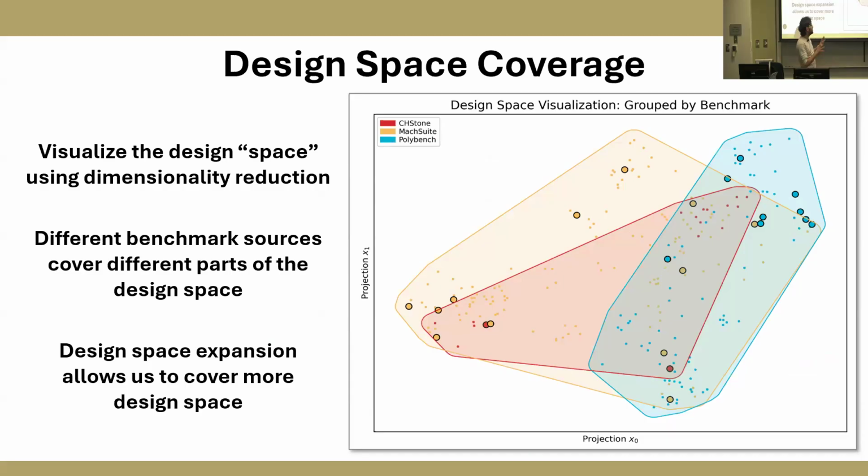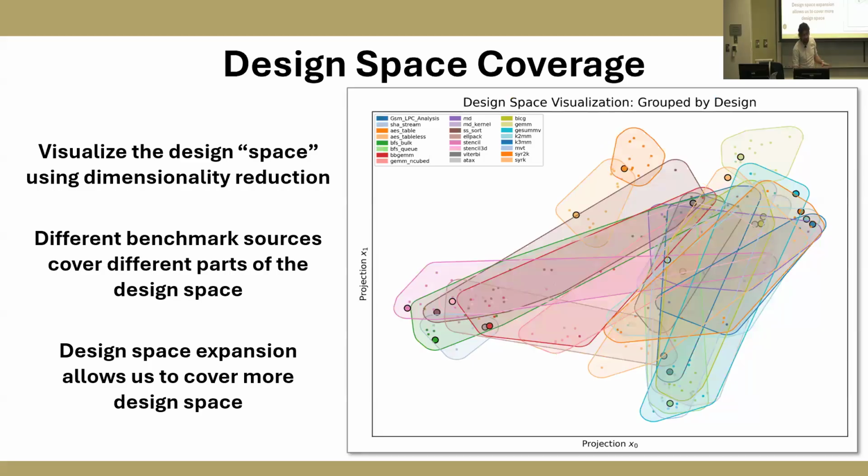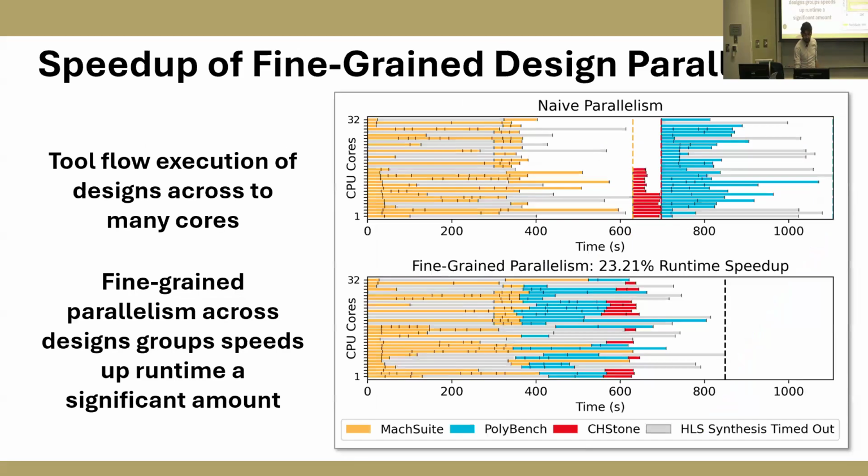Here's also a 2D dimensionality visualization of all the different points. You can see different designs are covering different spaces of the design space. And then this is also broken down by individual kernel instead of whole data sets. This is just a cool visual to illustrate. It's not super quantitative necessarily.